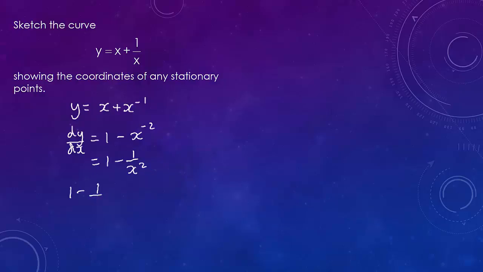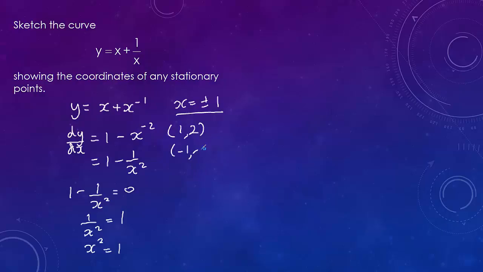So 1 take away 1 over x squared is equal to 0. So 1 over x squared is equal to 1, which means x squared is equal to 1, and therefore x is equal to positive or negative 1. Now if x is equal to 1, y is equal to 2, so we've got (1, 2), and if x is equal to negative 1, we've got negative 1 take away 1, so that's going to be (negative 1, negative 2). So we know that that's where our turning points are.